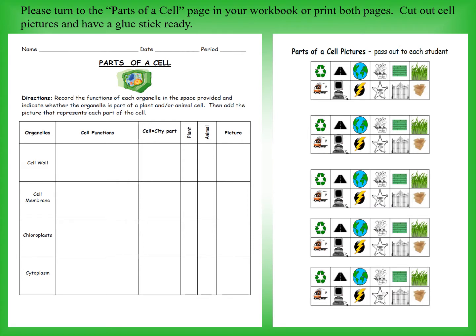Before we begin our presentation today, please turn to the Parts of a Cell page in your workbook or print both pages. Cut out the cell pictures and have a glue stick ready. You can pause this video at any time and fill out the cell's functions column and check off whether we are talking about the organelle of a plant, animal, or both. And then you can glue the picture in the picture column. You will be filling out the cell equals city part at a later point.